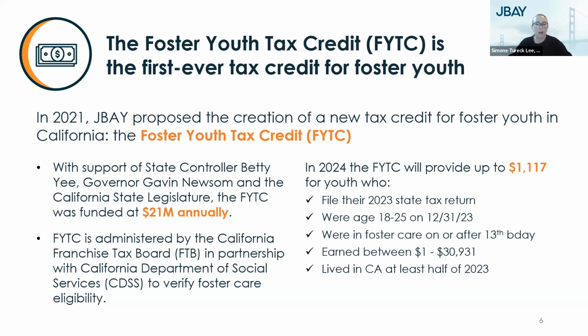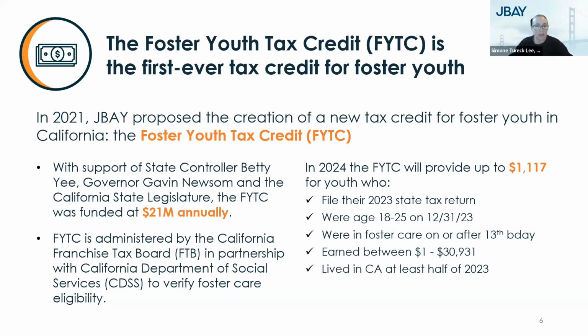And the FTB does this in partnership with the California Department of Social Services because they are in charge of verifying youth eligibility. And I want to add that verification has gone quite smoothly to our knowledge. Let us know if that's not been your experience, but at least on the outside, there does not appear to have been hiccups, which is really exciting because everyone in the foster care world knows that verification can be tricky. And luckily, that has not been the case here. They seem to have really developed a good system.